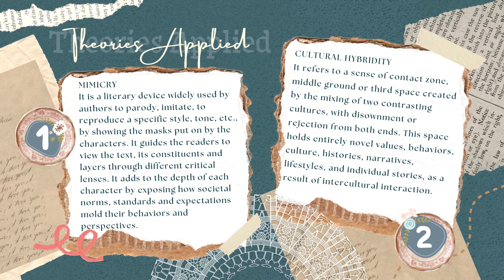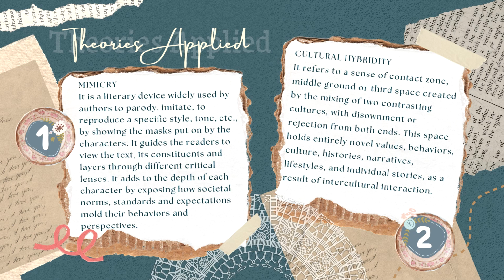It adds to the depth of each character by exposing how societal norms, standards, and expectations mold their behaviors and perspectives. Mimicry in itself helps us understand the different personas or the masks that each of the characters put on to be socially acceptable or to be appeasing in a social situation or to fit in according to the class expectations or the social hierarchy expectations and standards that the Victorian society held for each of them.